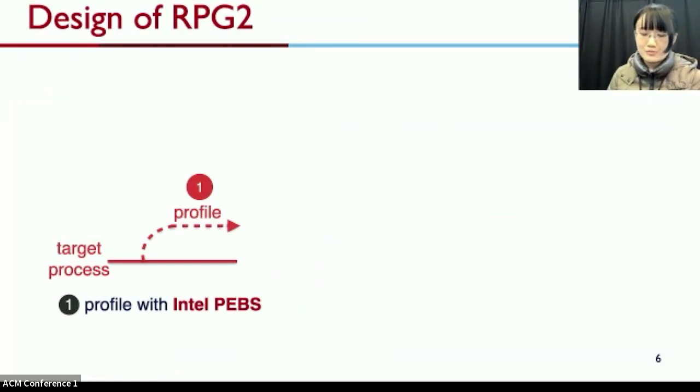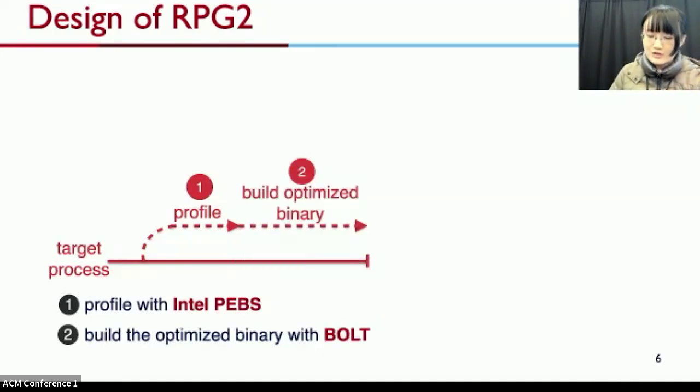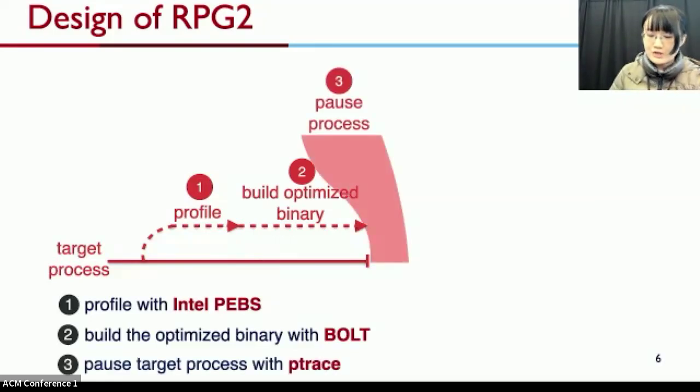First, we have the target process, and then RPG2 profiles the execution of the program with Intel PEBS, namely precise event-based sampling, to collect the last level cache miss count for each instruction. Based on the profile, RPG2 builds an optimized binary with the post-link optimizer BOLT.